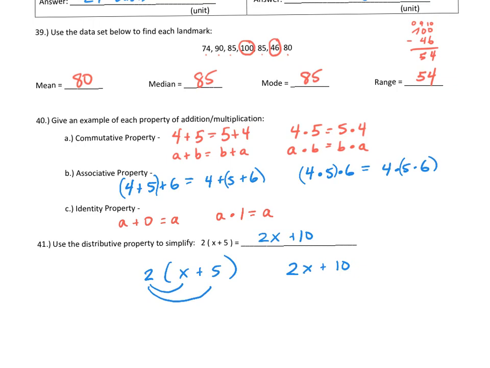We could have also thought of this as x plus 5 twice. x plus 5, x plus 5. Altogether, that gives me 2 x's and 2 5's, 10.